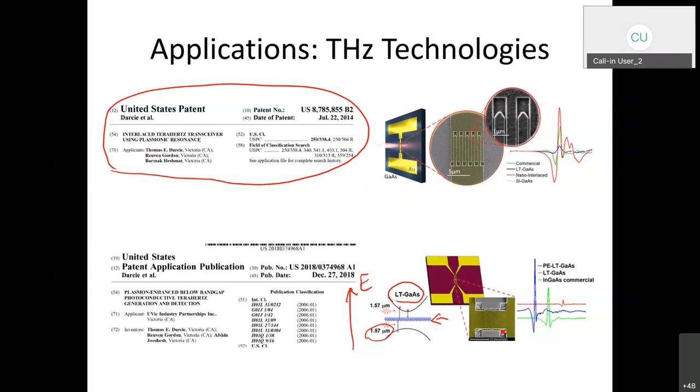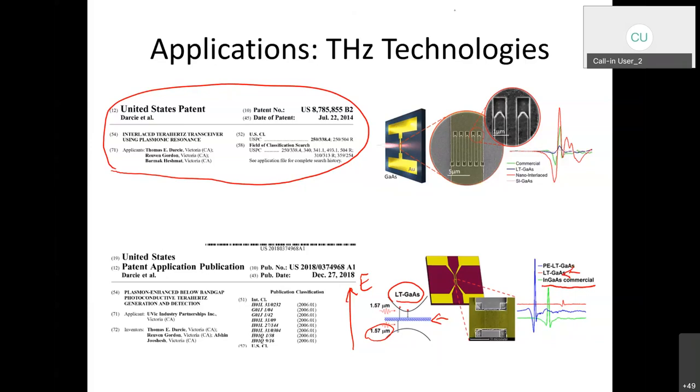Essentially, with this approach, we can outperform the commercial devices which use complicated indium gallium arsenide materials by using low-temperature gallium arsenide and this two-photon absorption, where the efficiency is only enabled by having this plasmonic enhancement. So I just want to access the chat here.